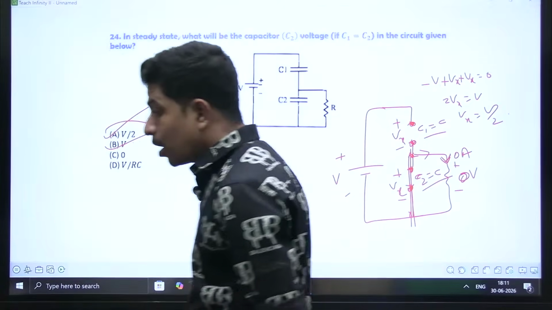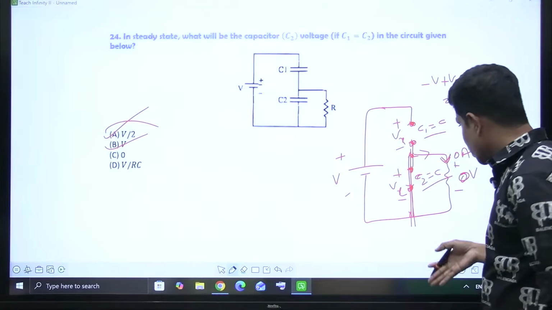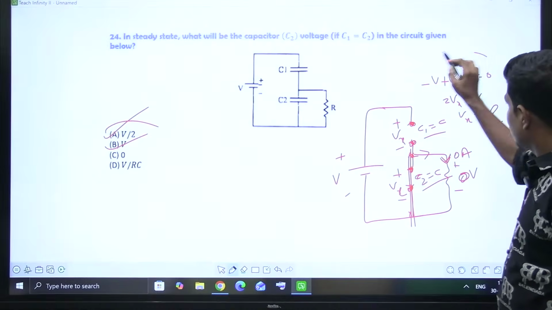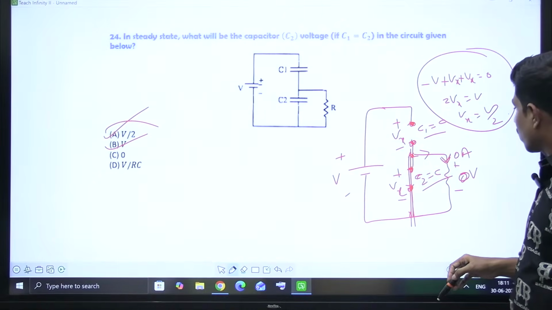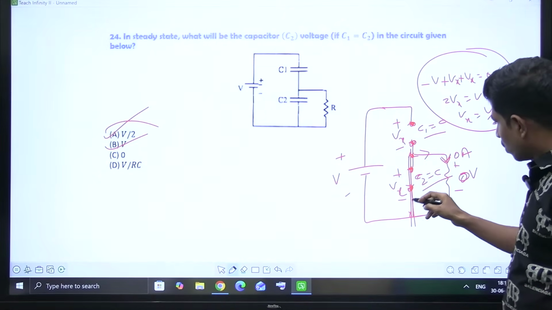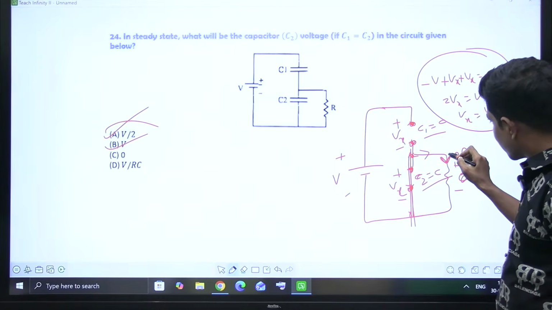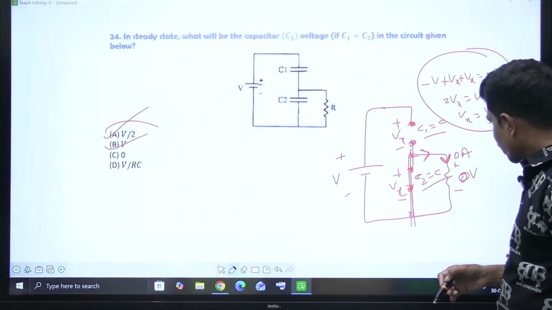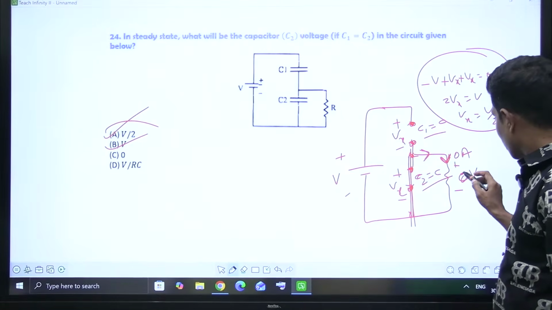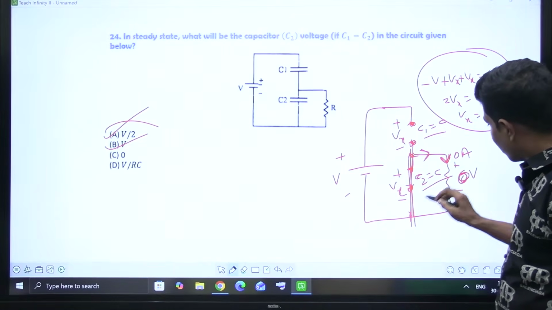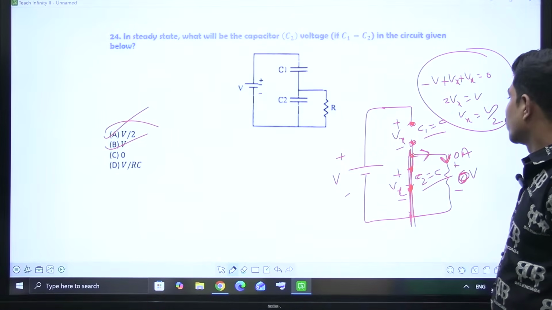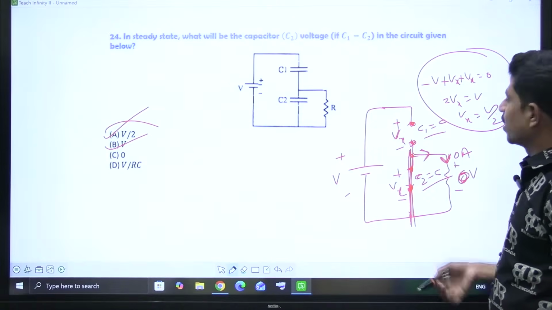But you tell me whether you did with the same concept or not. This initial way of discussion is this. Okay, but it should be V by 2 if this resistance is not there. But because of this resistance, as the current through the resistance is 0, this is 0 volt. These two are parallel. If this is 0, this also should be 0, right? Then total voltage should appear here.